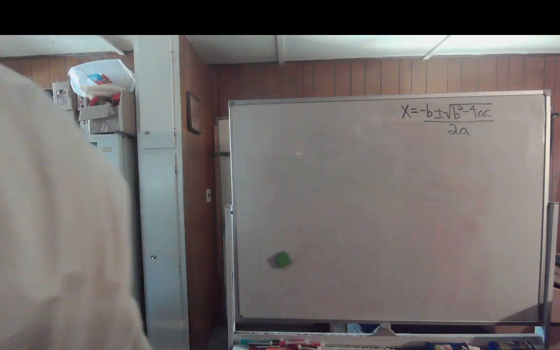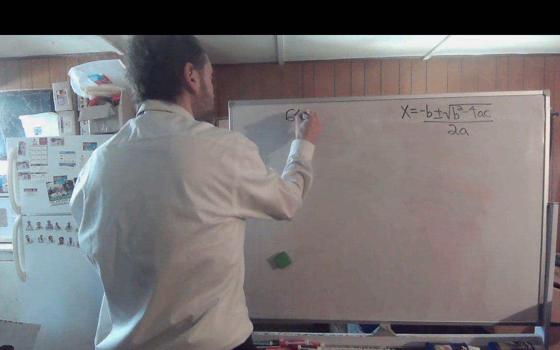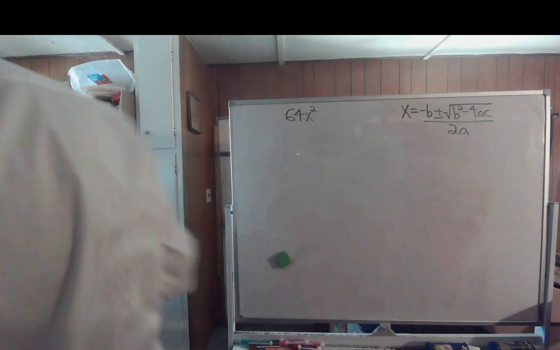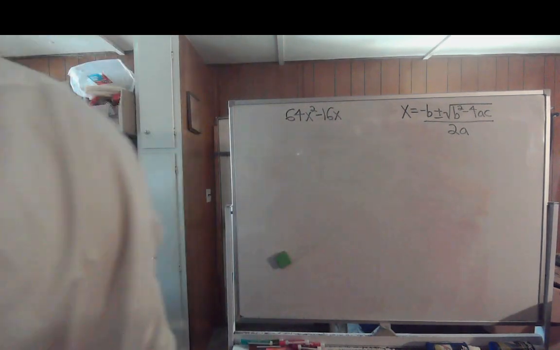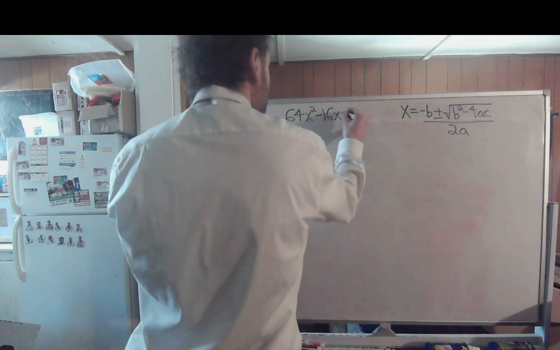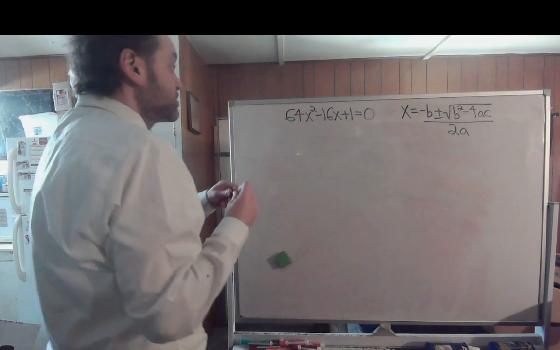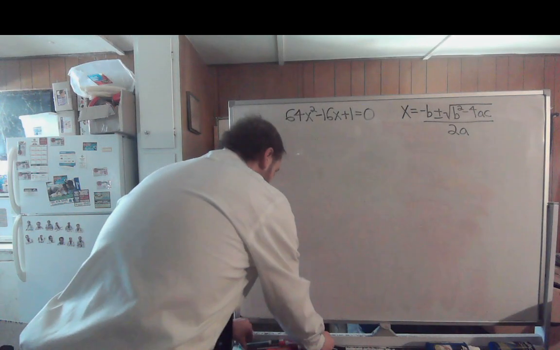All right, next is 64x squared minus 16x plus 1 is equal to 0. So you have 64x squared minus 16x plus 1 equals 0.